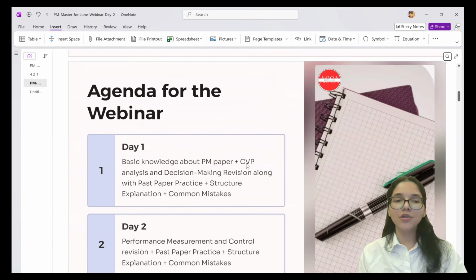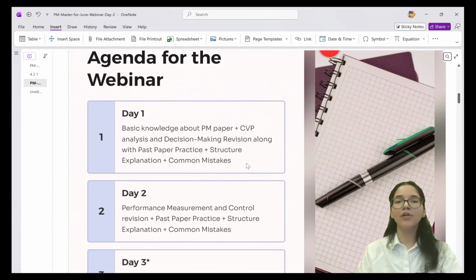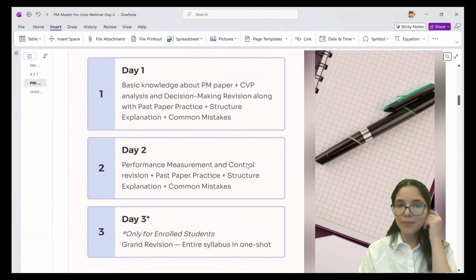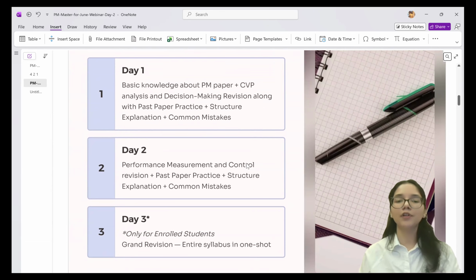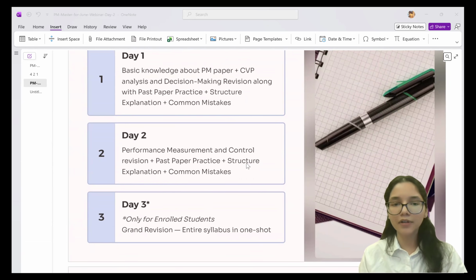All right. So again, just a quick reminder about our agenda. Yesterday, day one, we had covered the basics about the PM paper, the format, the syllabus structure, and everything. We revised CVP analysis concepts, and then we moved along to decision-making revision. We practiced a pricing question together, a section C question, which we solved together in yesterday's session. Now today, day two, our agenda is to cover performance measurement and control revision.